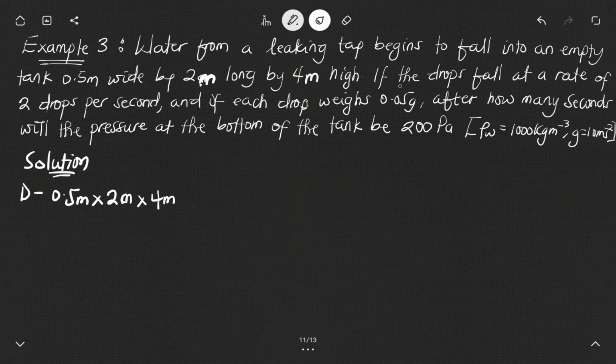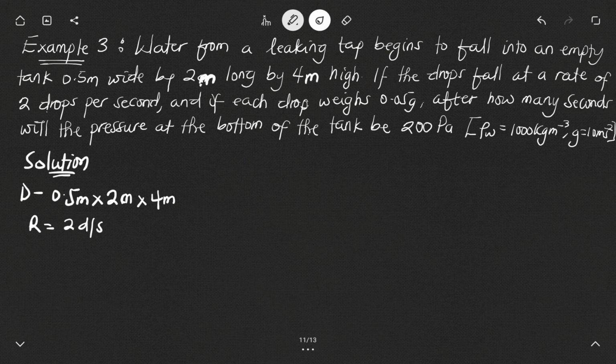So I was told if the drops fall at the rate of 2 drops per second, right? So the rate is 2 drops per second. So let me say the rate is 2D per second, S is per second. Okay, 2 drops per second.